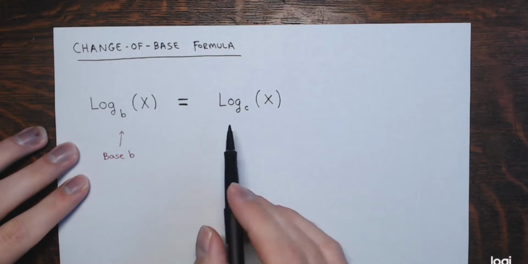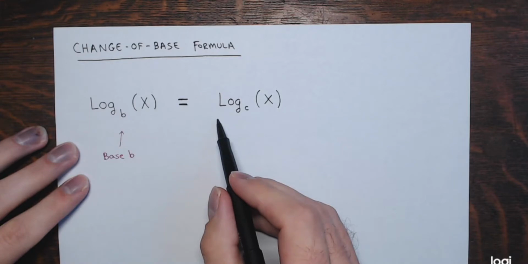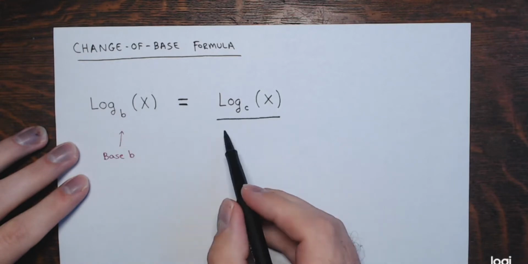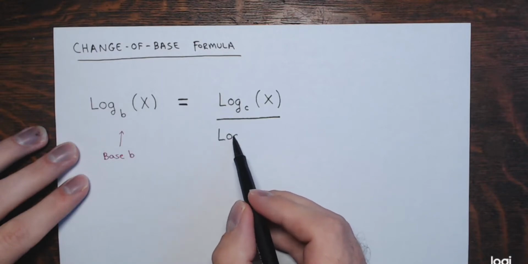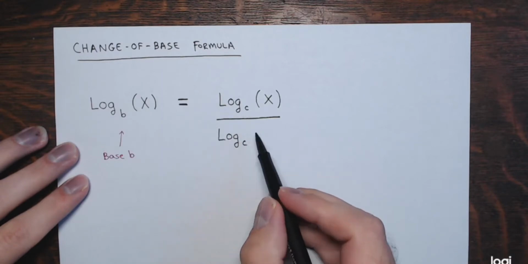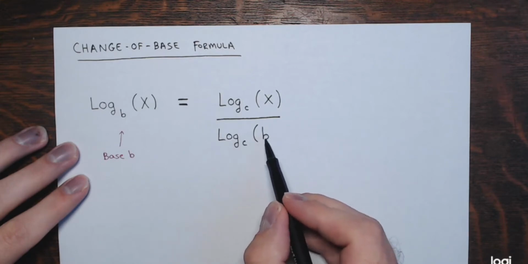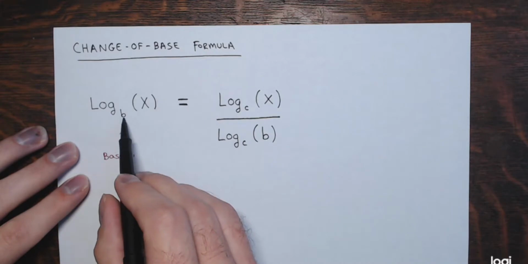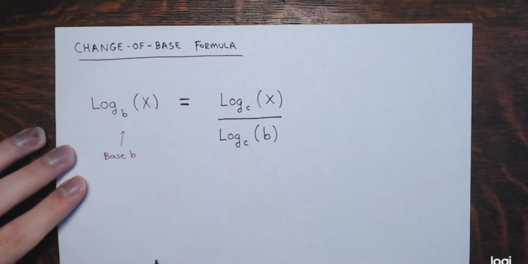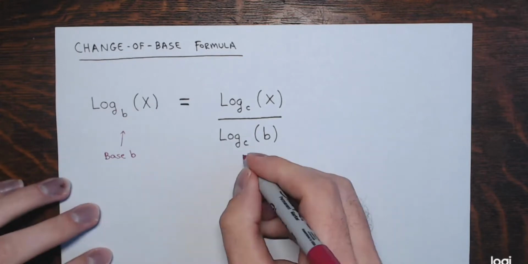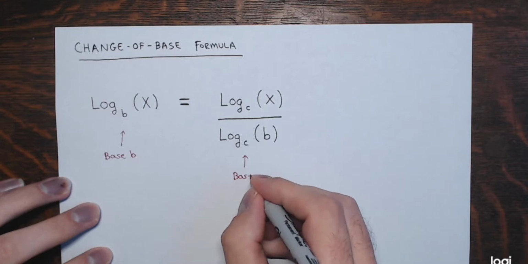After you change the base from b to c, then you have to divide by the log of the original base. So log base c again. We change from base b to base c, but now the argument of this denominator log is the original base. This was base b here. That becomes the argument, the input of this denominator log with this new base c. So the logs on this side are base c.